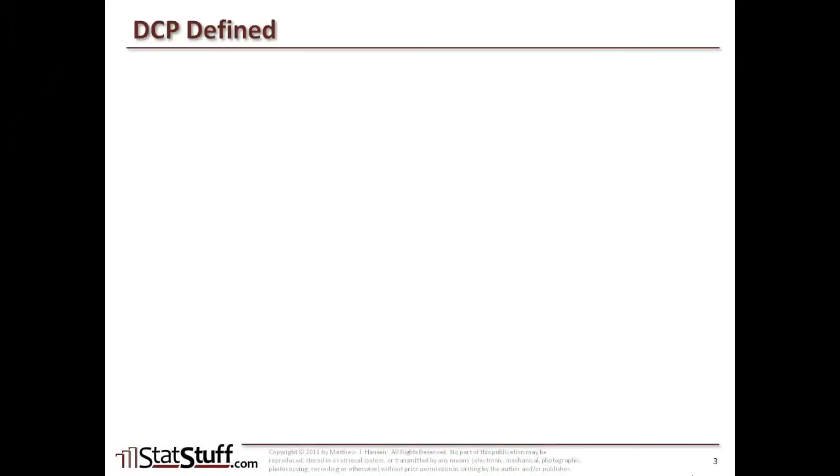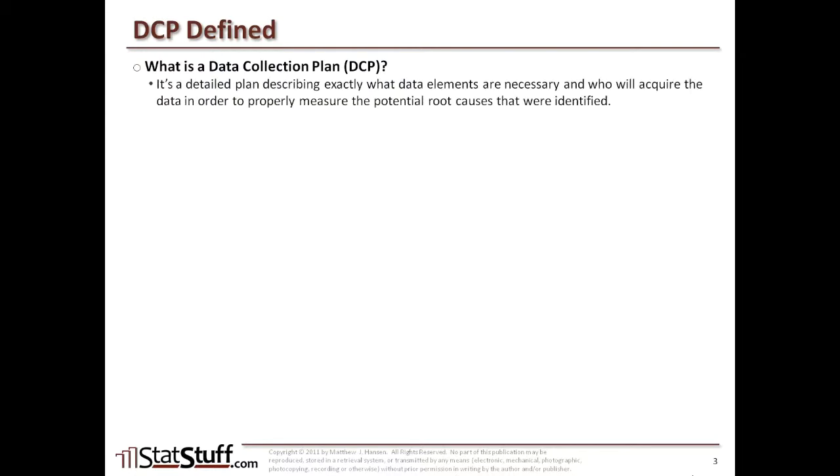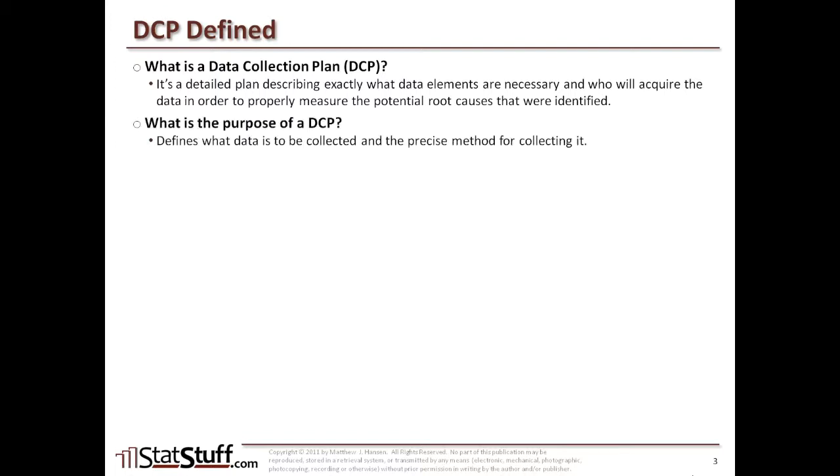Now let's define exactly what the DCP is and show you an example of one. Well, the data collection plan, or DCP, is a detailed plan that describes exactly all the data elements that are necessary for your data collection and who will acquire that data in order to properly measure the potential root causes that were identified. So the purpose of the DCP is to define what data is to be collected and the precise method for how it's going to be collected.